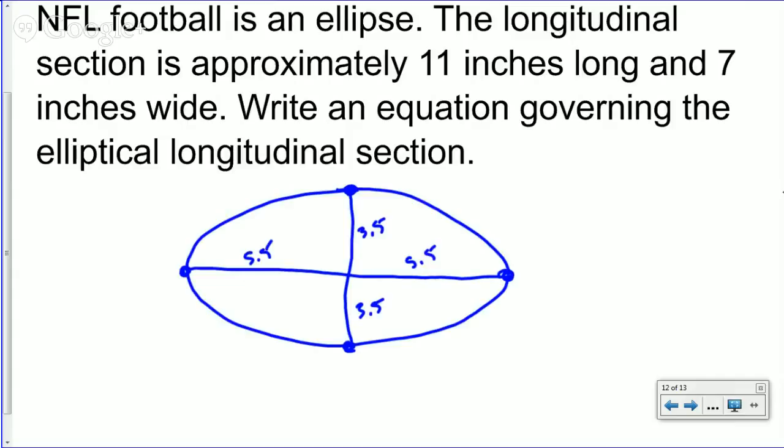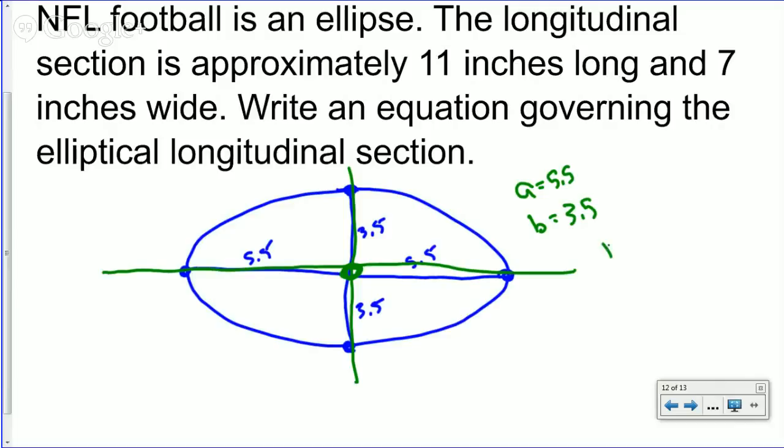So kind of like with our parabolas, if I put this at the origin, you just line this up with the origin. What is a? Well, a is 5.5. What is b? b is 3.5. It's longer in the x direction, so we'll say x squared over 5.5 squared plus y squared over 3.5 squared equals 1. You can square those out if you want, no need to. That's just the simple, quick, easy way to get your equation for this.